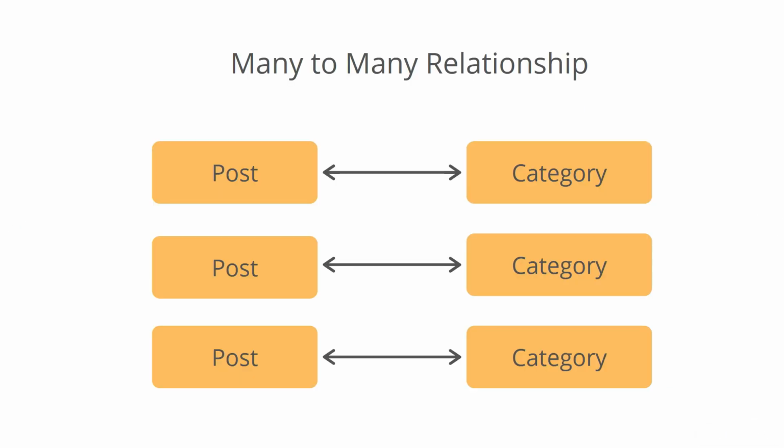And the last one is many-to-many relationship. Basically, in case of many-to-many relationship, we create a pivot table. We will talk about pivot table after one more slide. Now, imagine one post can have multiple categories, and each category can contain multiple posts. So this kind of relationship is called many-to-many relationship.